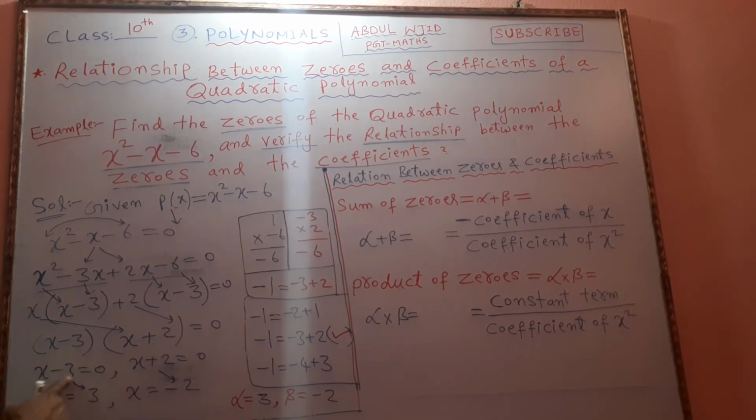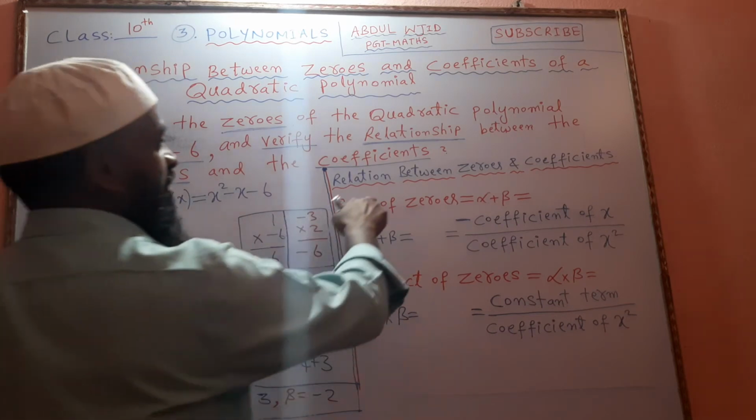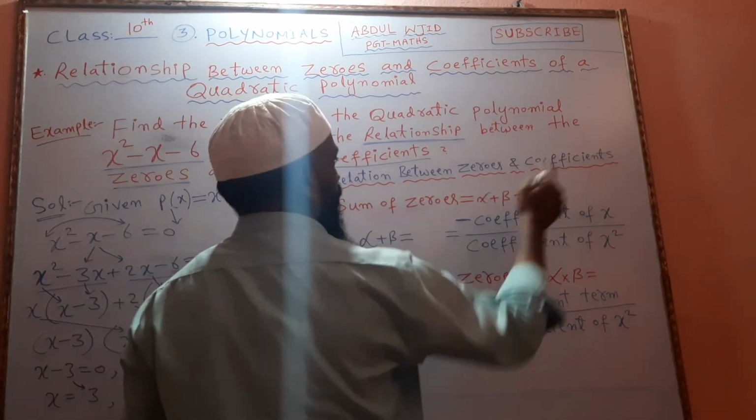Now x minus 3 equal to 0, and separately x plus 2 equal to 0. Minus 3 on the right side becomes plus 3, plus 2 on the right side becomes minus 2. These two are the zeros of the quadratic polynomial. This is completed. Next, the relation between zeros and coefficients.